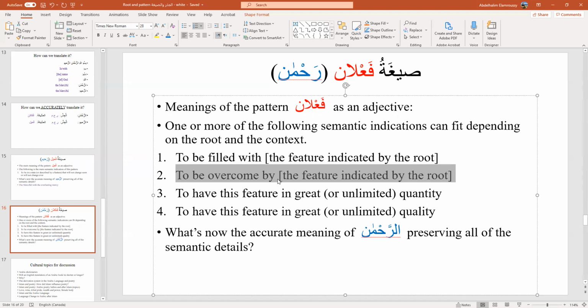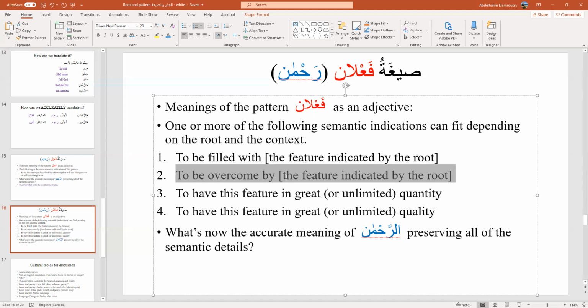So again, if we're talking about the context of the Quran in this specific case, where this verse is from, yes, this meaning can work as well, that God is overcome by mercy, because in a hadith, God is described as saying, my mercy has overcome my anger.